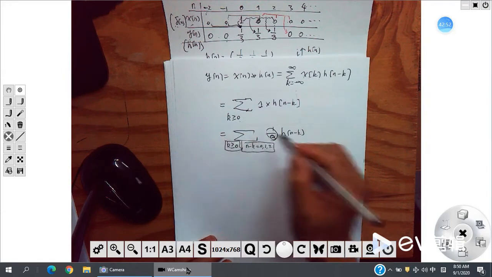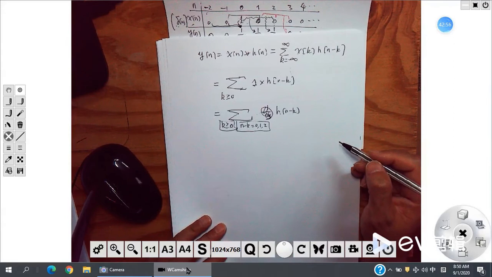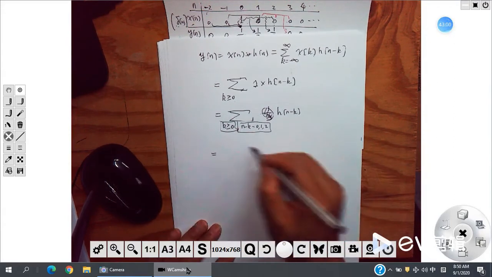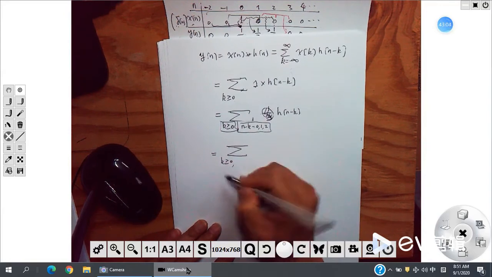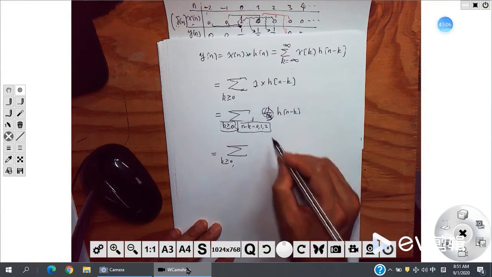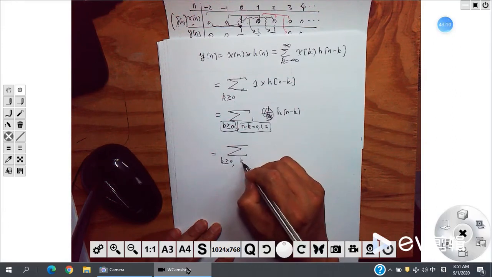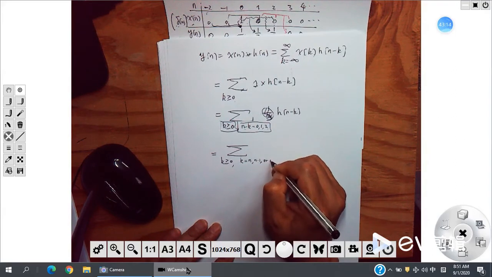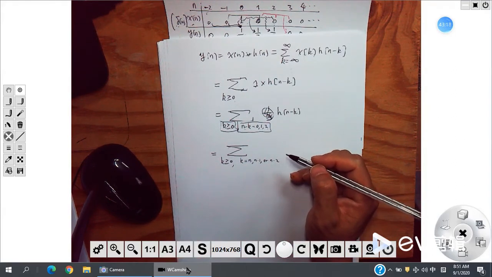We have 2 conditions for the summation. Then we write in terms of k. K will be positive or 0. And then this one I write in terms of k. That means k will equal n minus 1 or n minus 2. Okay? So we have these 3.